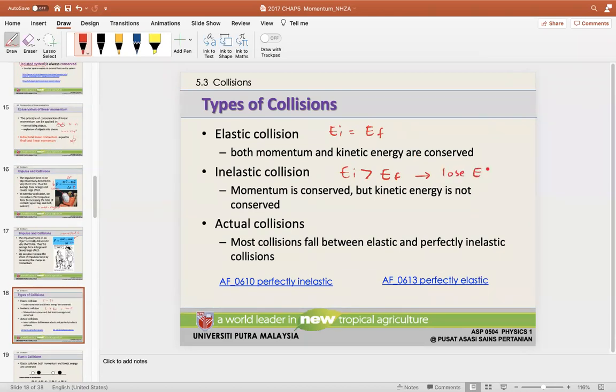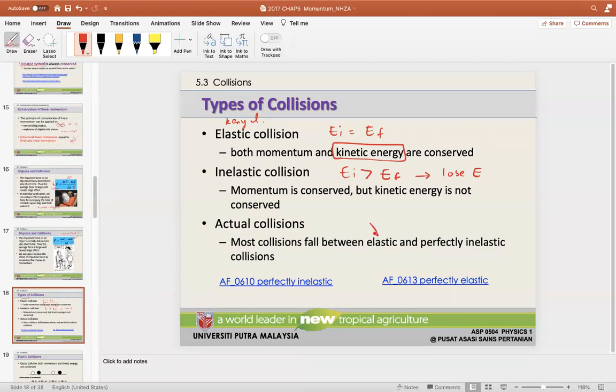We're losing energy from the initial, because at the final condition the value of E is smaller. But for elastic, it's springy. Elastic means the initial energy equals the final energy, the conservation of energy, initial and final. Here the energy for momentum is 1/2 mv squared. And in actual collisions, most collisions fall between elastic and perfectly inelastic collision.